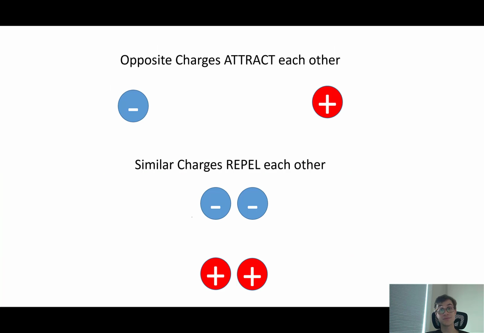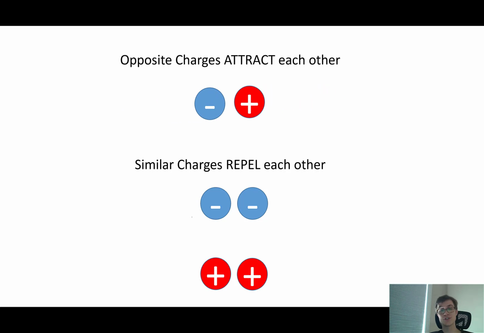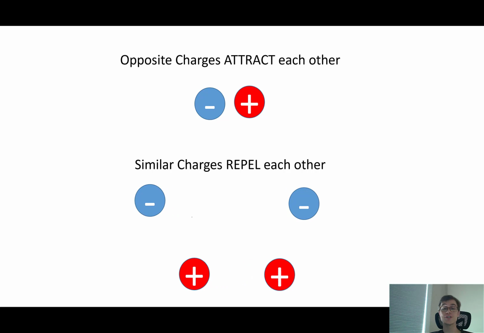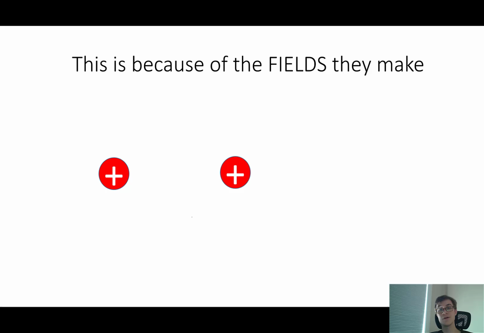So this results in some cool behavior. For example, opposite charges are going to pull together, and similar charges are going to be pushed apart. Like two negatives are going to be pushed apart, and two positives will also be pushed apart. And this is because of the fields they make.